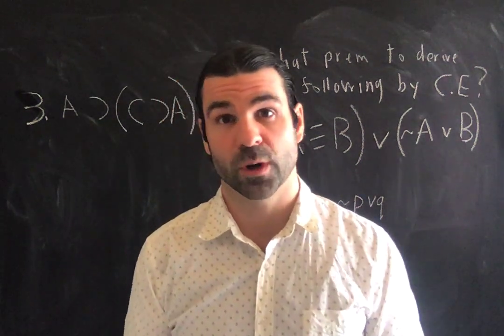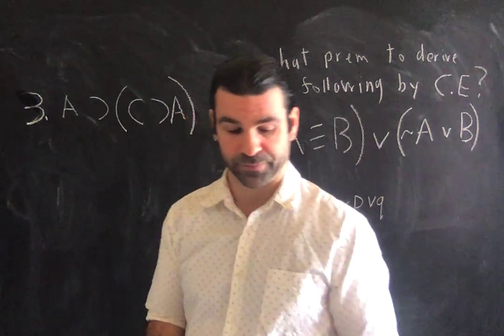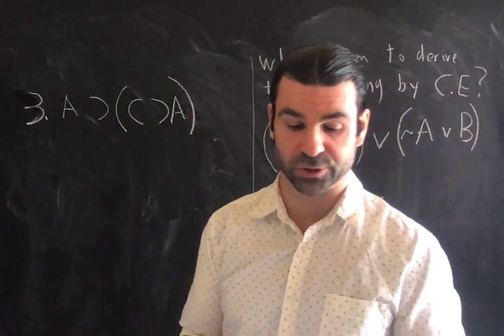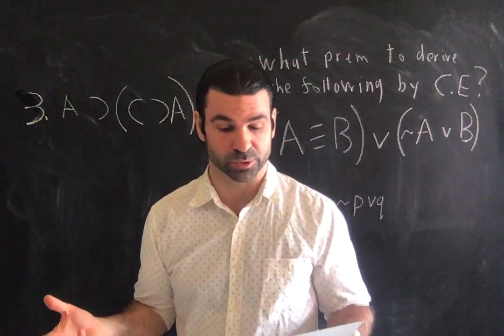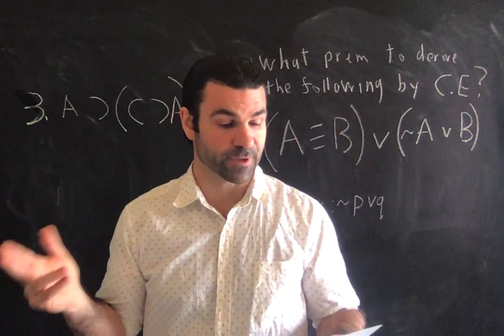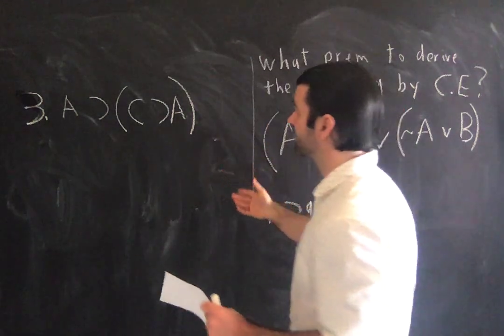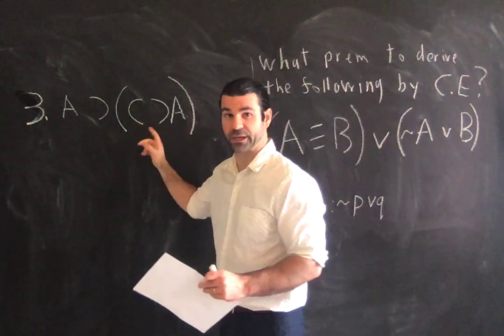Practice exam 2, part 2. Okay, so we're up to question 3. What premise would be needed to derive the following conclusion by exportation? The conclusion is: if A and C, hook A. Okay, so this is the answer: A hook C and A.